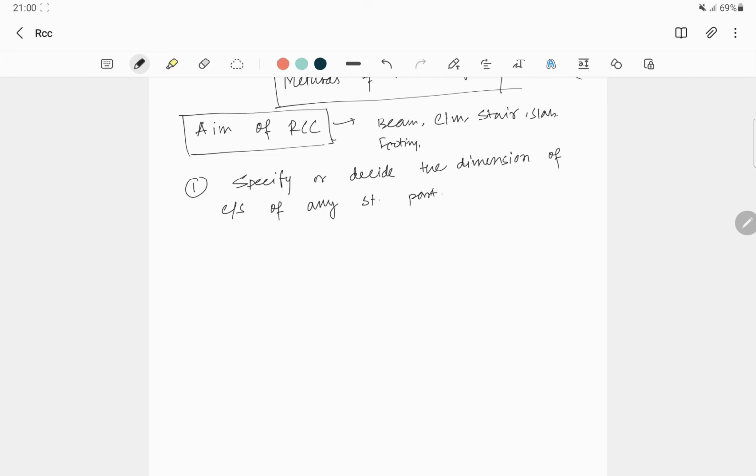So what is the example? Suppose you design a beam that may be 3 meters, and you know what kind of load is applied here, but you have to specify the dimension. So after doing the design, we find out what is the value of x, what is the value of y. That is our first aim.